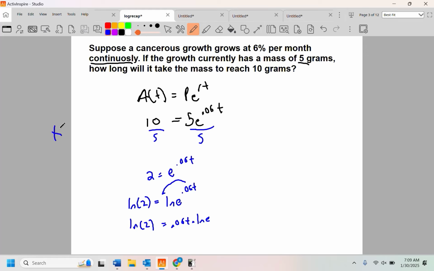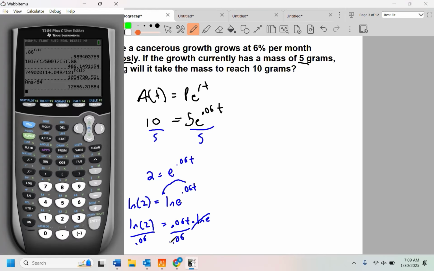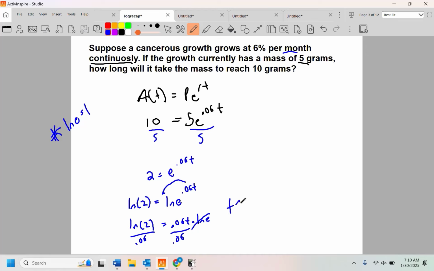And what we'd have to do is we have to memorize that the natural log of e is 1. So we just kind of strike it out in this situation. We divide by 0.06, and then we go and we push some buttons. Natural log of 2 divided by 0.06, 11.55 months, because it was per month. See that per month right there? So the time is about 11.55 months.